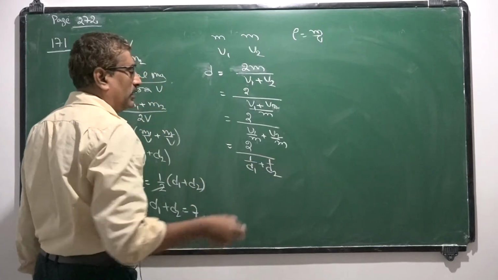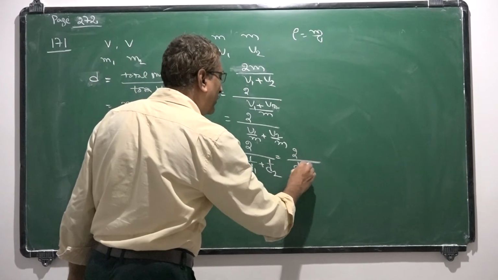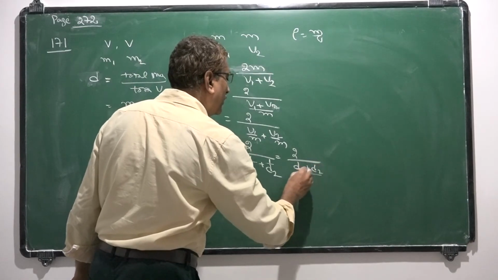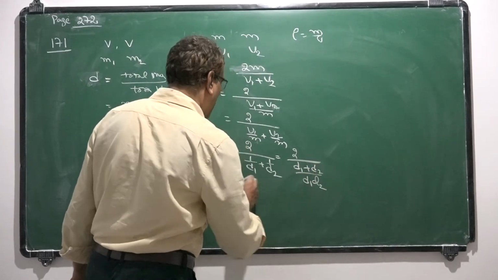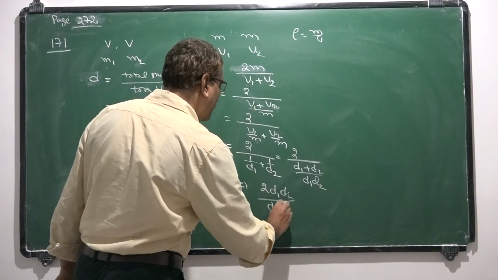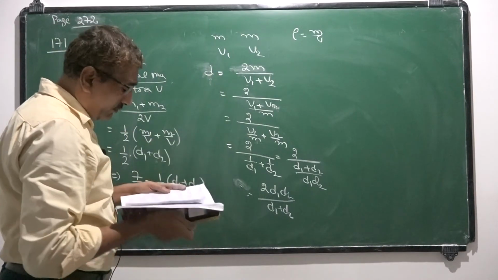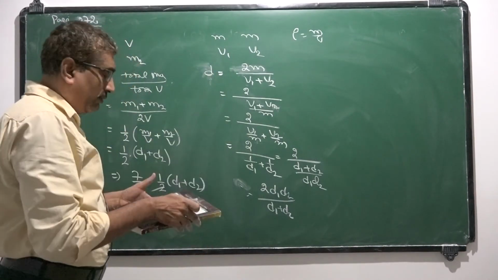You can write like this. So this is 2 divided by (d1 plus d2) by d1 d2. So that is 2 d1 d2 by (d1 plus d2), and this mixture is given as 12 by 7.